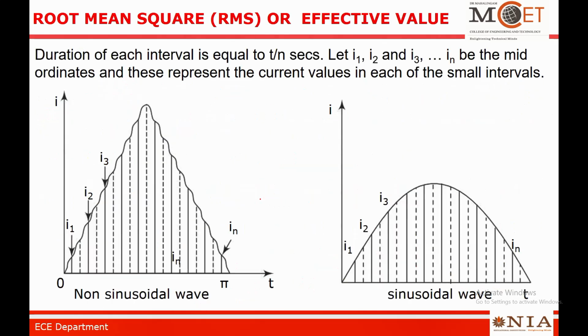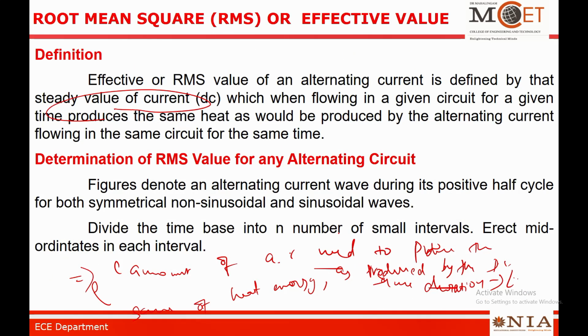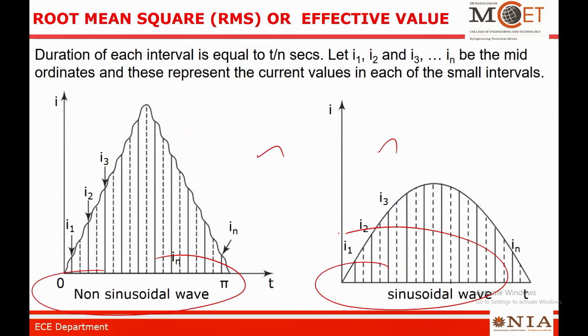Let us consider these two figures, one a non-sinusoidal wave and the other a sinusoidal wave. Now we are going to consider the above figures in the next slide for determining the RMS value for an AC circuit. Let us divide the time base into n small intervals. Here 0 to T is the time period, and it is divided into n terms like this.